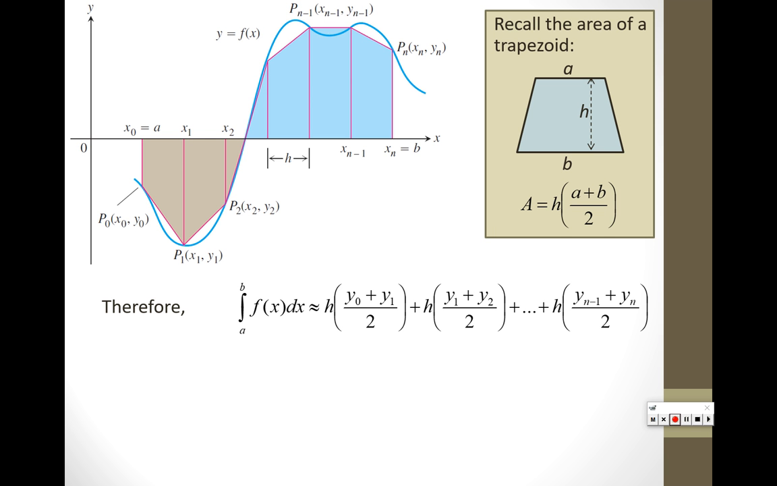Then you go to the next trapezoid. Height times average the y1 and the y2. Then the next one, the next one. It's the same all the way along. Your very last one will be h, the second last y value and the last y value averaged to get the area of the last trapezoid.